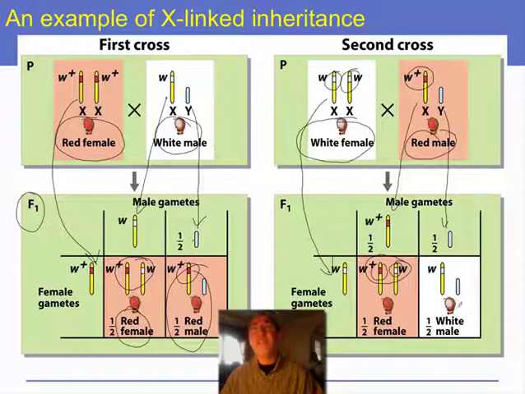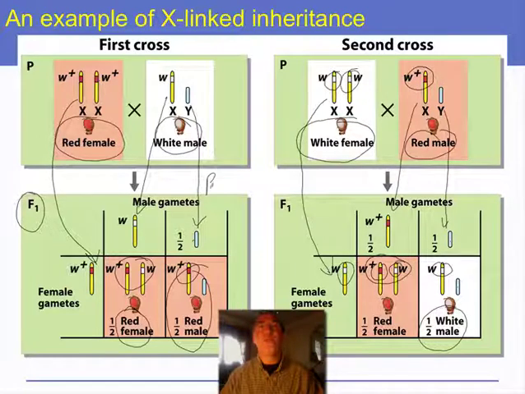But look at the males. We have white-eyed males because they inherited the white allele from the female and of course the Y chromosome from the male, so they have white eyes. So this was one of the strange things that Morgan found when he did these two crosses, and they are called reciprocal crosses. They're reciprocal because one is the reverse of the other.